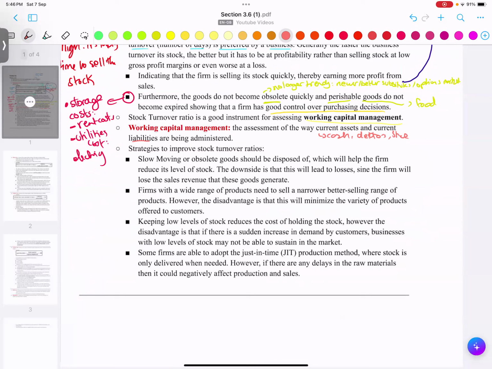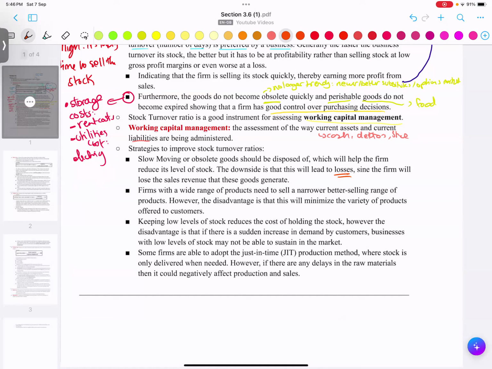Strategies to improve stock turnover ratios. Slow-moving or obsolete goods should be disposed of. Basically they get rid of these goods, which will help the firm reduce its level of stock. The downside is that this will lead to losses because they don't end up selling it. So the firm will lose the sales revenue that these goods generate.